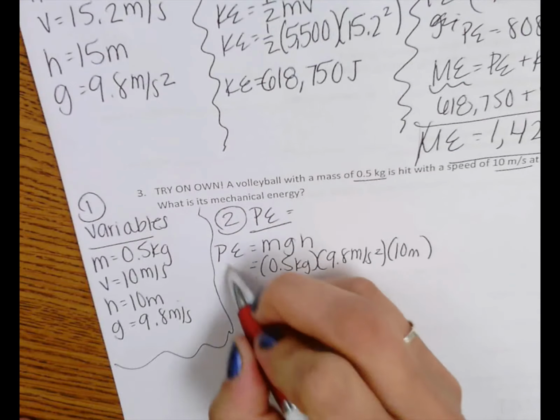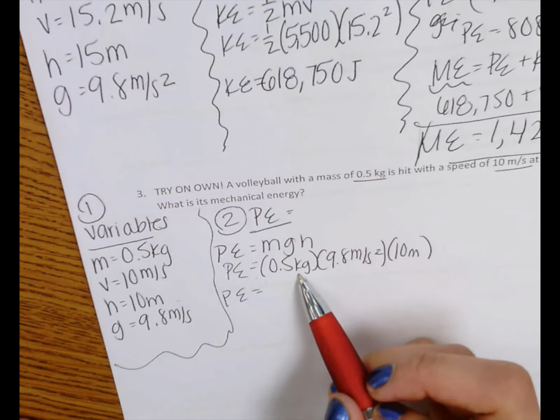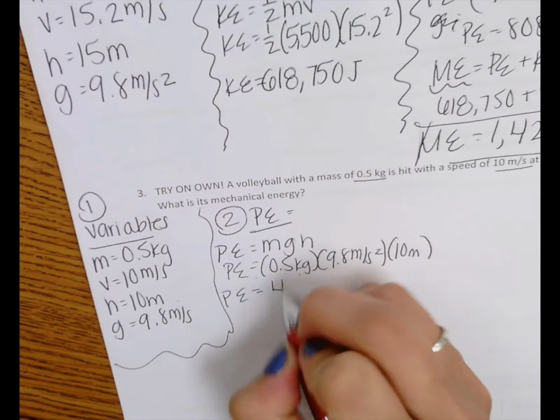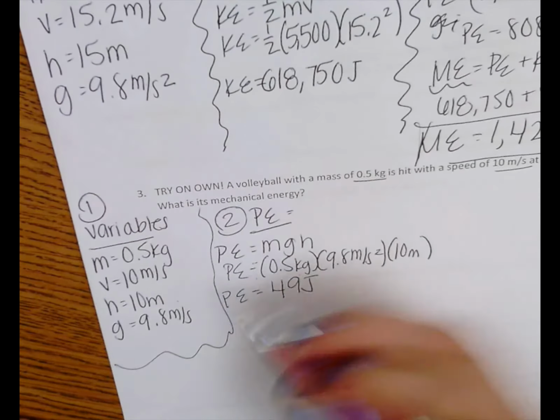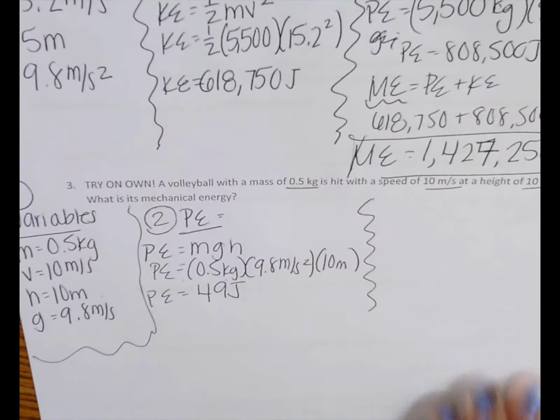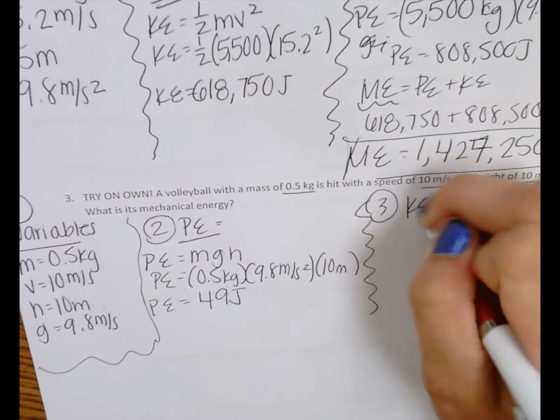So we have then potential energy is equal to 0.5 times this, you get a total of 49 joules. That's step two. Step three is we need to solve for the other energy, whether it's kinetic or potential. So this time we're going to solve for kinetic energy.